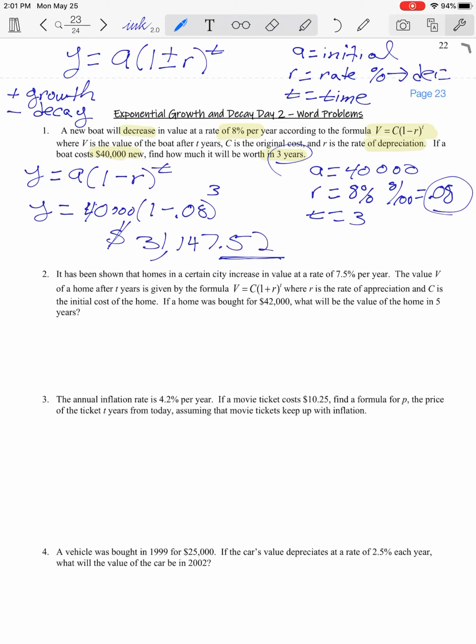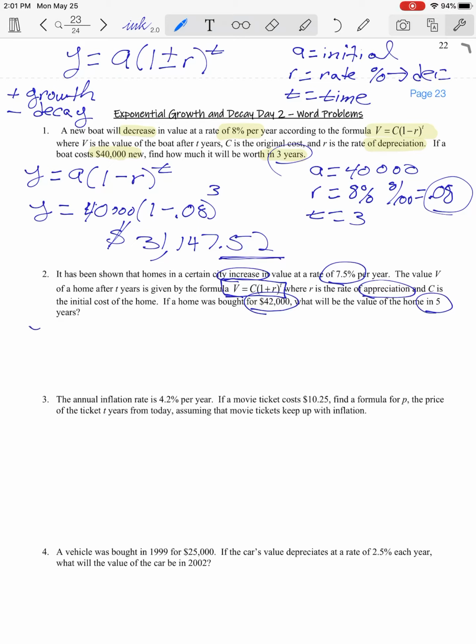Right? Next, number 2. It has been shown that homes in a certain city increase. So now you're going to use plus at a rate of 7.5%. There's your rate. The value V of a home after T years is given by the formula. They gave you the formula again. You can use this formula or you can use the one I gave you. It's the exact same formula, just different letters. R is the rate of appreciation. There's another key word. Appreciation means to get bigger. And C is the initial cost. Here you go. A home was bought for $42,000. What is the value in 5 years?